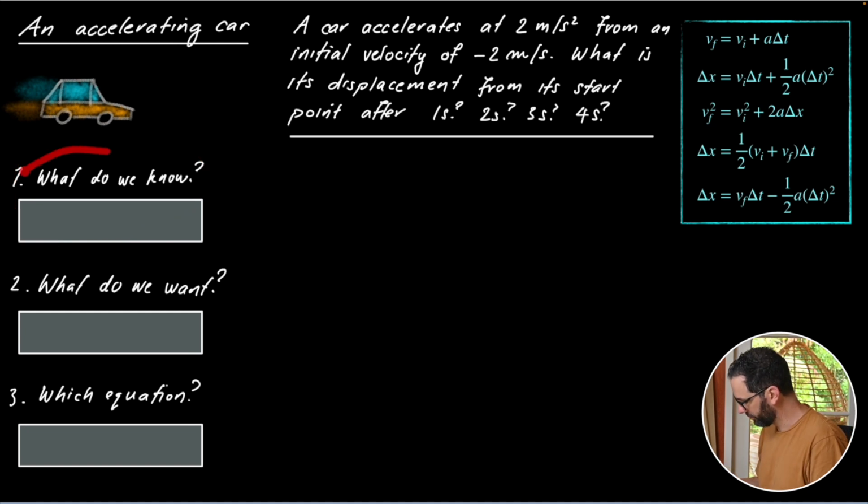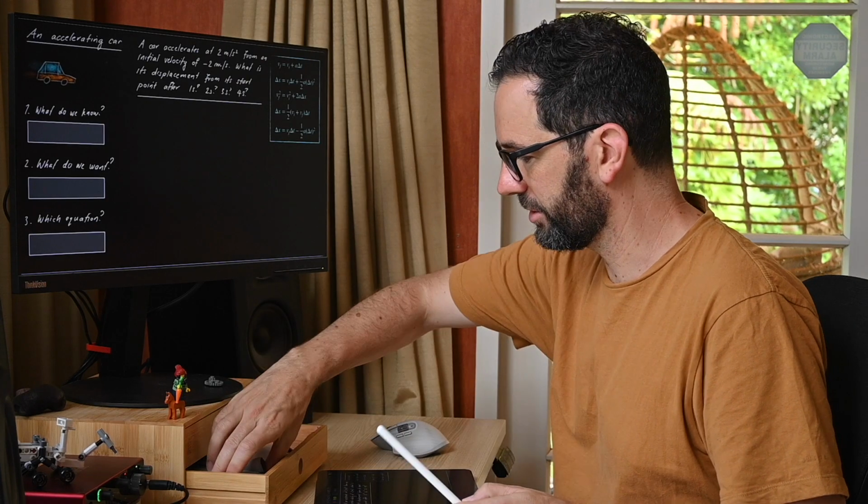What do we know? What things have we been given? The second question is what do we want? What's the thing we're trying to solve? And then we need to decide which equation to use, and then just do a wee bit of maths to figure out what that is. I'm going to do my calculator, so let's just get that out as well.